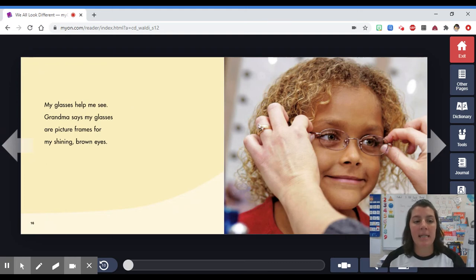My glasses help me see. Grandma says my glasses are picture frames for my shining brown eyes.